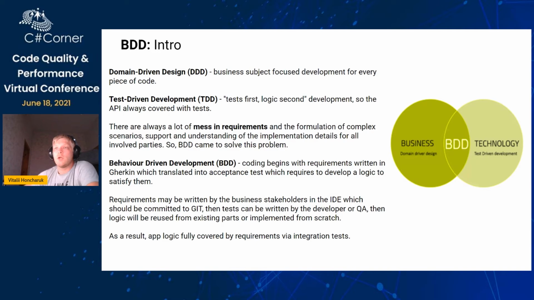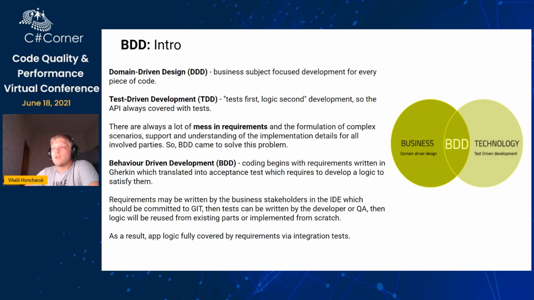So requirements may be written by business stakeholders, and they can do this in some IDE. For example, they can do this in Visual Studio Code with a special plugin for Gherkin syntax, or they can use Visual Studio or some other, I don't know, Cucumber or other IDEs that can support Gherkin. And once business stakeholders wrote requirements in this syntax, they probably should commit this to Git or any other system that you use to store your repository.